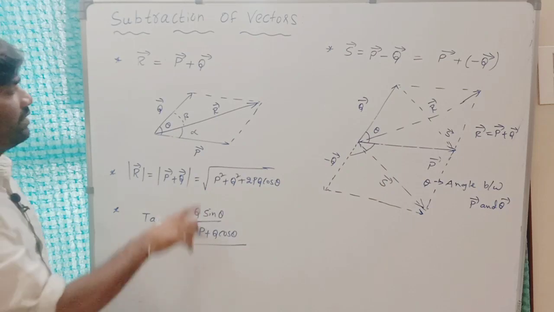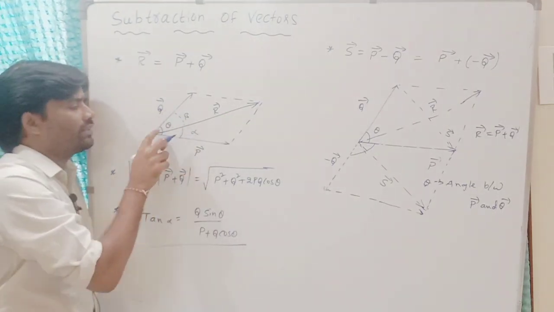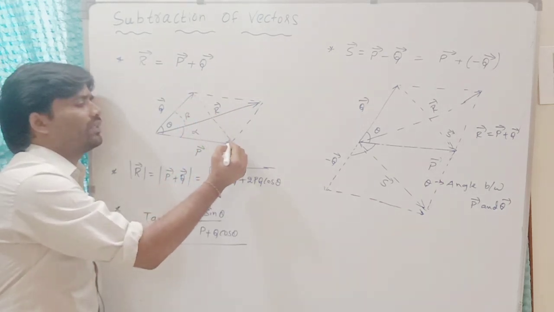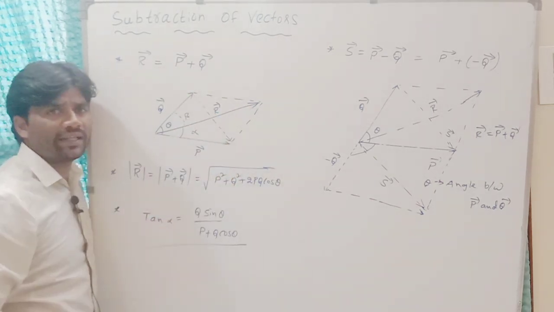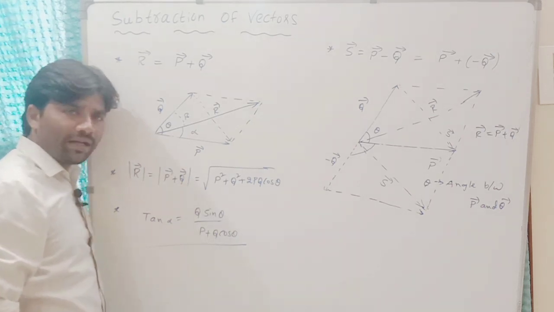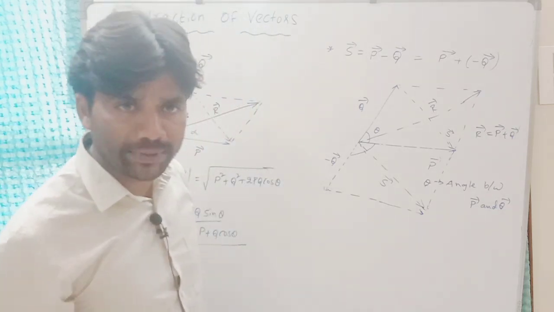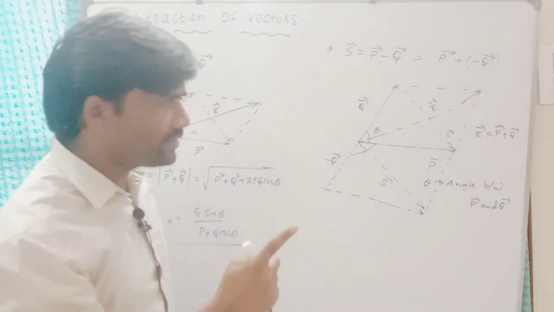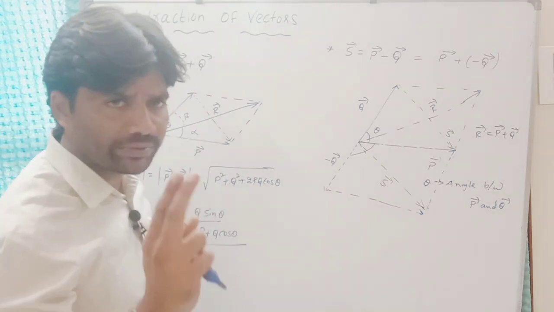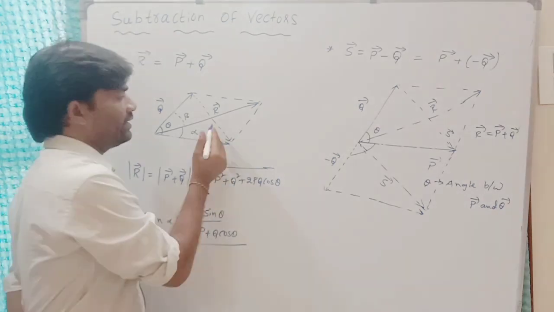It means what? In this parallelogram, the sum of these two vectors is given by this bigger diagonal and the difference of these two vectors is given by this smaller diagonal. I think it is clear. In a parallelogram which is formed by two vectors as adjacent sides, the bigger diagonal gives the resultant of these two and the smaller diagonal gives the magnitude and direction of the difference of two vectors. I think this is clear.